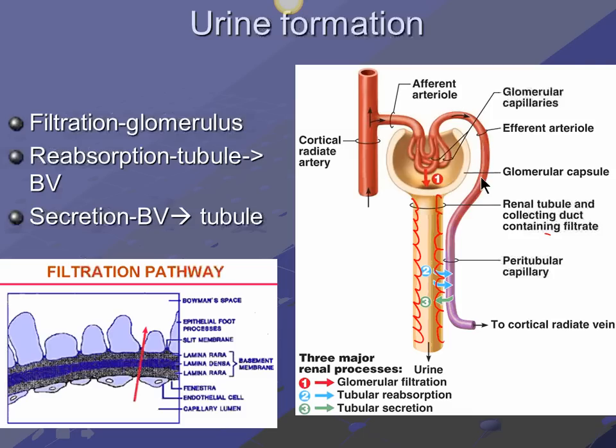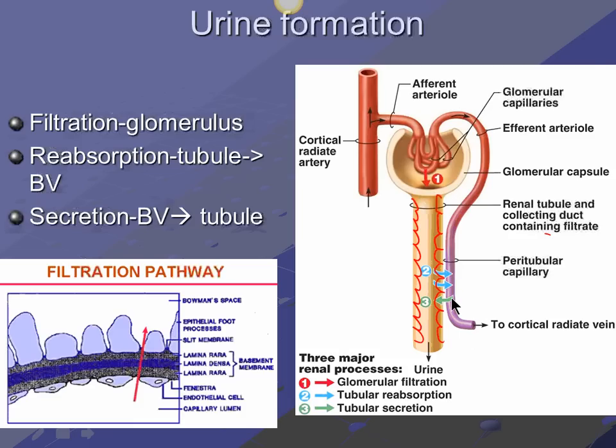So what secretion does is, remember those peritubular capillaries and the vasa recta, which were so close to the renal tubule, and I told you when we were doing anatomy, pay special attention to that. So in secretion, what happens is that those substances move from the blood vessel into the tubule. It is kind of reverse reabsorption.